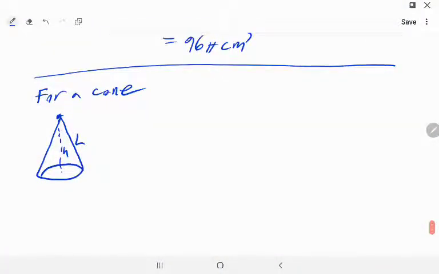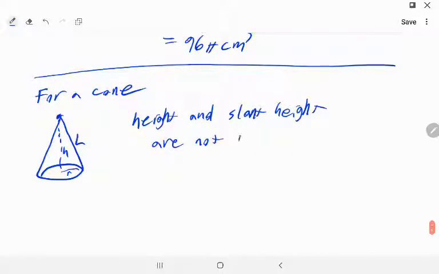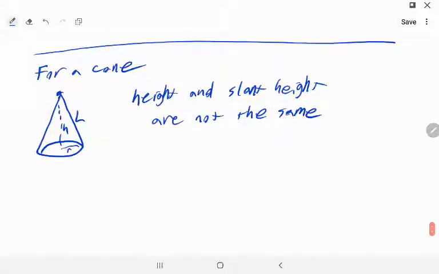Be careful that we have a radius, height, and slant height, and the height and slant height are not the same. And what we're going to notice is that we can look at a cross section. If we have h and r, we know L by the Pythagorean theorem is going to be the square root of h squared plus r squared. So if we know what h and r are, we know what L has to be.